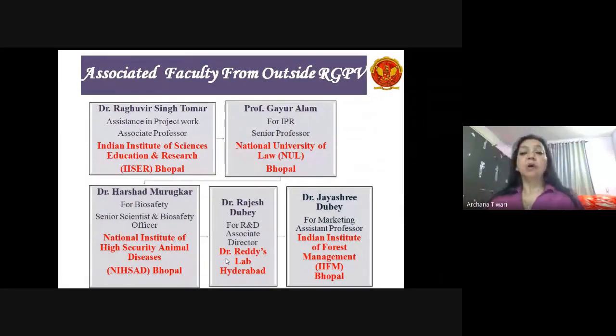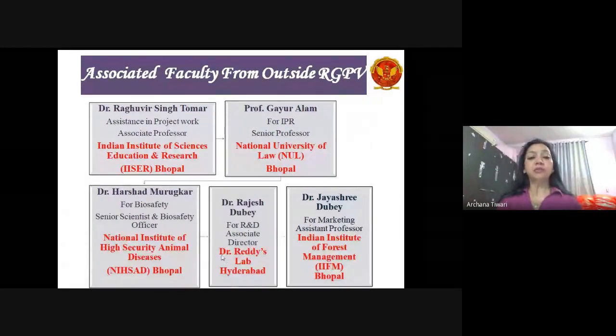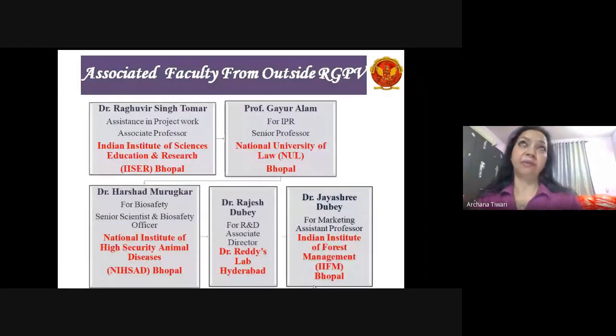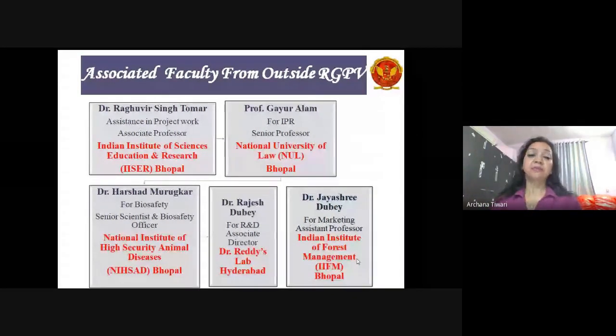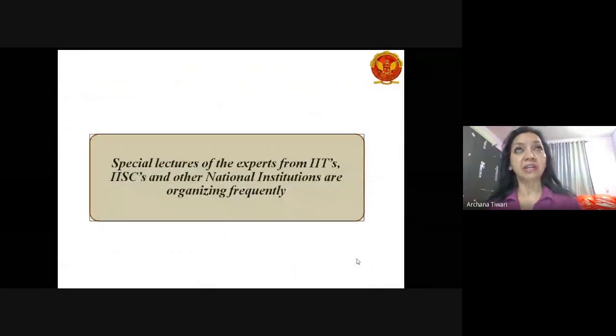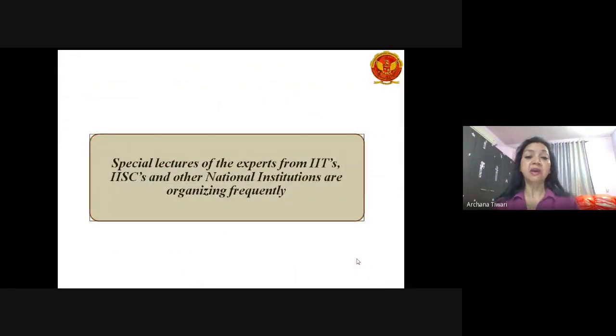Associated faculties are from outside RGPV, that is from Indian Institute of Science Education and Research, IISER, National Law University, NLU, National Institute of High Security Animal Diseases, NIHSAD, Dr. Reddy's Lab, Hyderabad, and Indian Institute of Forest Management, IIFM. Whenever we have a need, special lectures of the experts from IITs, IISc, and other national institutions are organized frequently to give the actual flavor of which type of researches are going on, which is very useful for the students of School of Biotechnology.